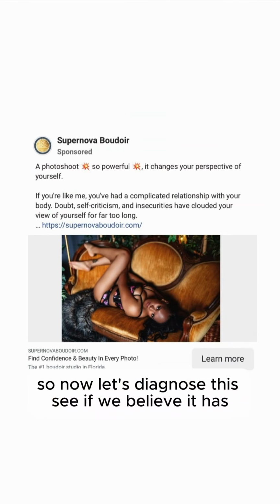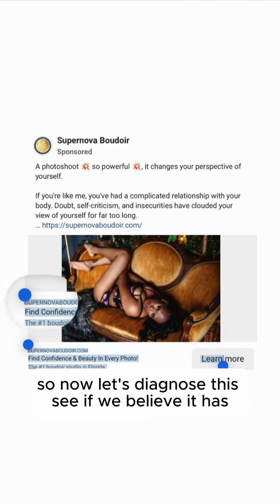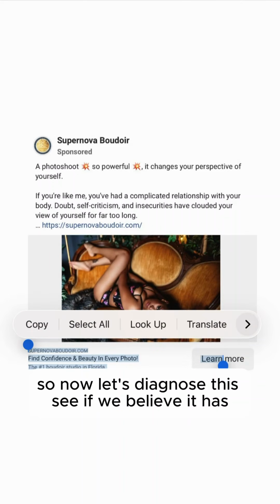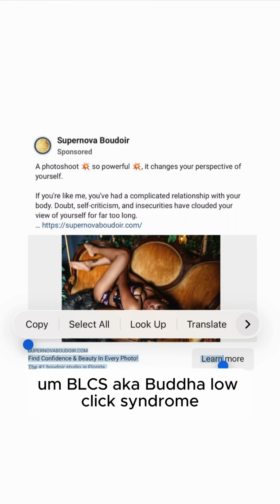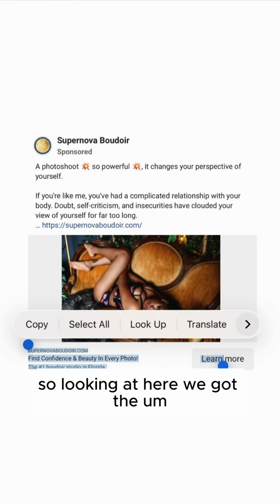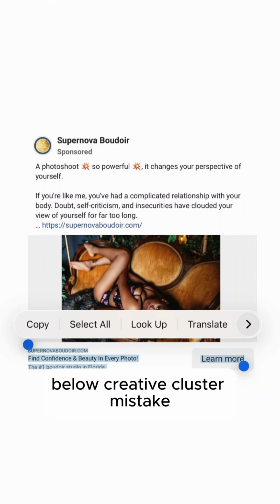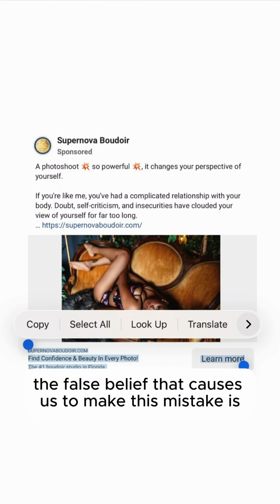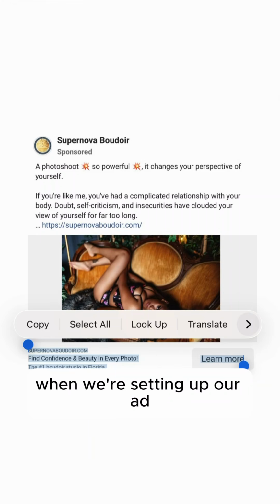So now let's diagnose this. See if we believe it has BLCS, aka Boudoir low click syndrome. So looking at here, we've got the below creative cluster mistake. The false belief that causes us to make this mistake is we're trusting what Facebook tells us to fill out when we're setting up our ad is what we should fill out.